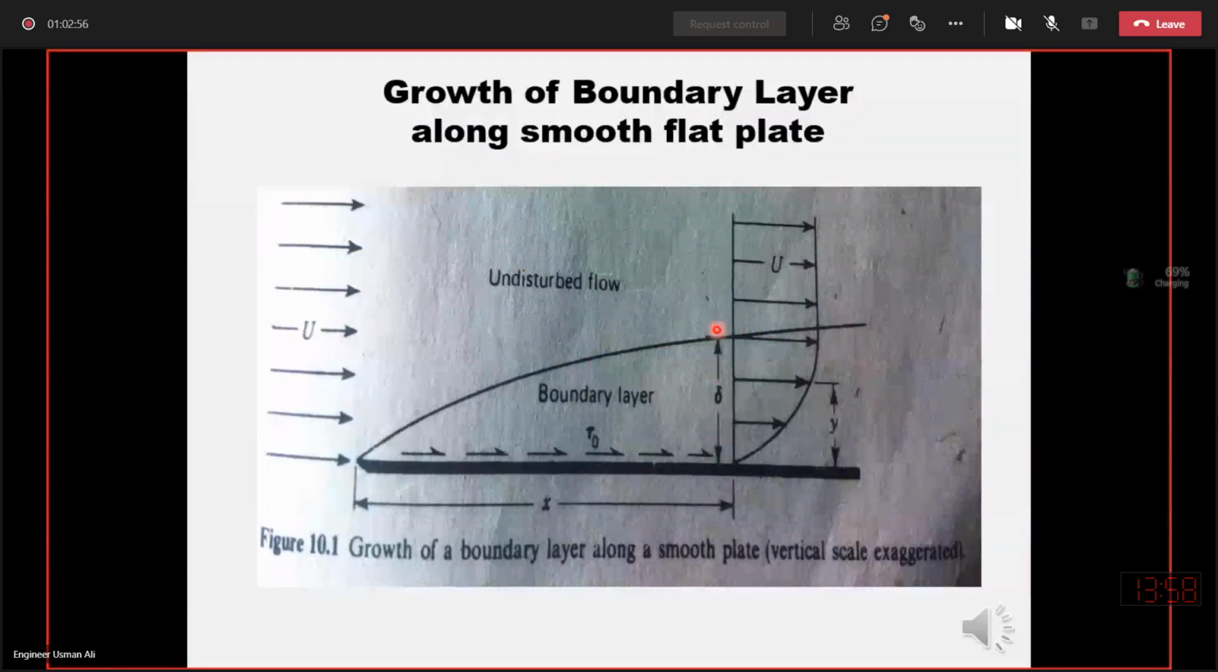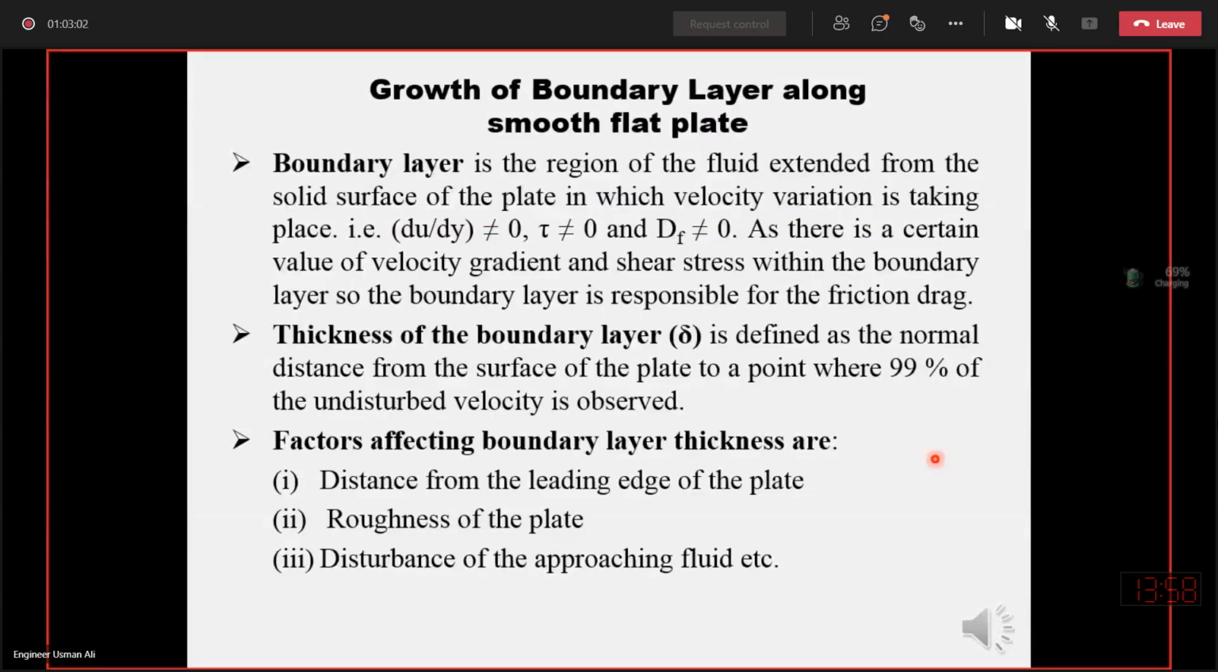What are the factors which affect the boundary layer? One is the distance from the leading edge. As we know, at the leading edge the thickness is 0, and it increases along the distance x away from the leading edge.